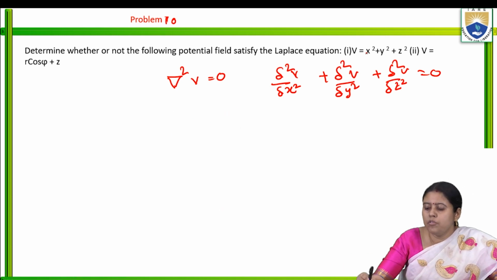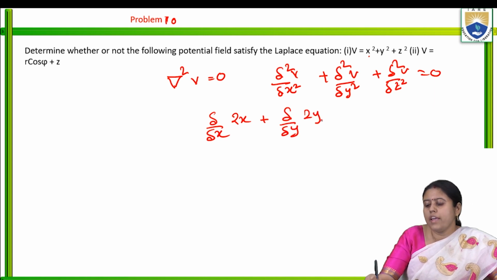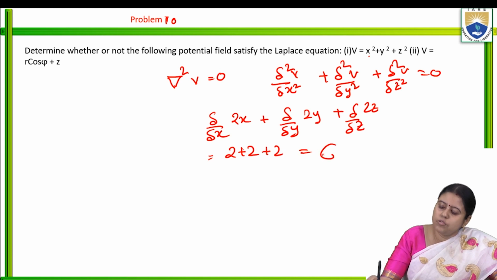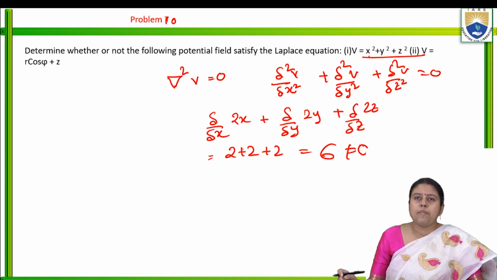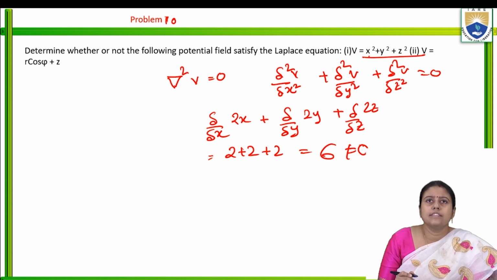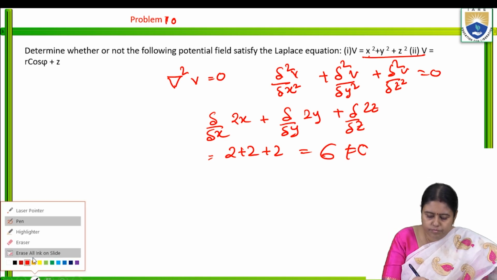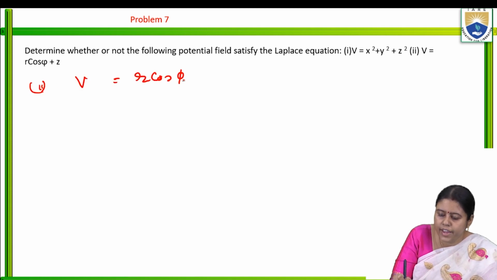If we take the first differentiation, del by del x for x square is 2x, plus del by del y, 2y, plus del by del z, 2z. So if we solve it, we get the value 2 plus 2 plus 2 is equal to 6, which is not equal to 0. So the first equation doesn't satisfy the Laplace equation. Next, we will move to the next equation. In case 2, v is equal to r cos phi plus z.